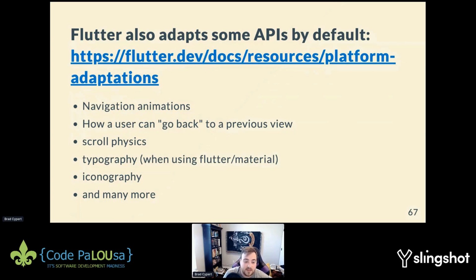Typography as well. It'll try to use whatever typography makes sense for the platform you're on. Like, for example, Material, I think, is Roboto by default. I don't remember what Cupertino is, or iOS is, sorry. And then your iconography and several more things. And just to reiterate, you can find them all in the docs up here.